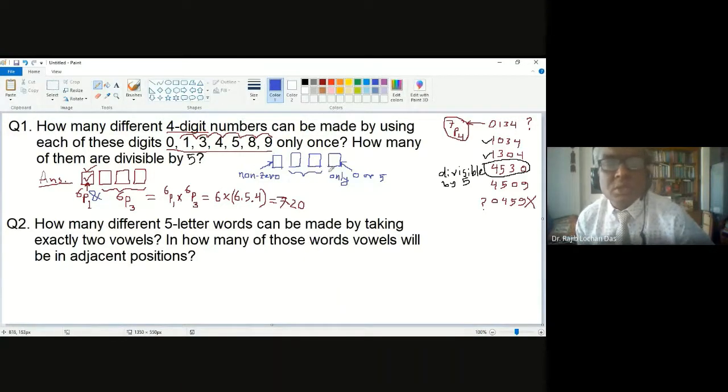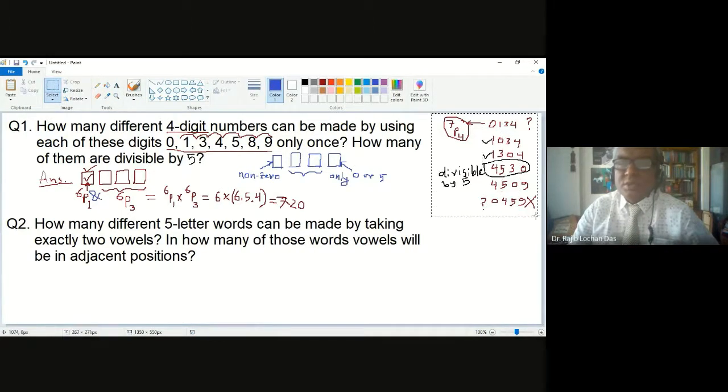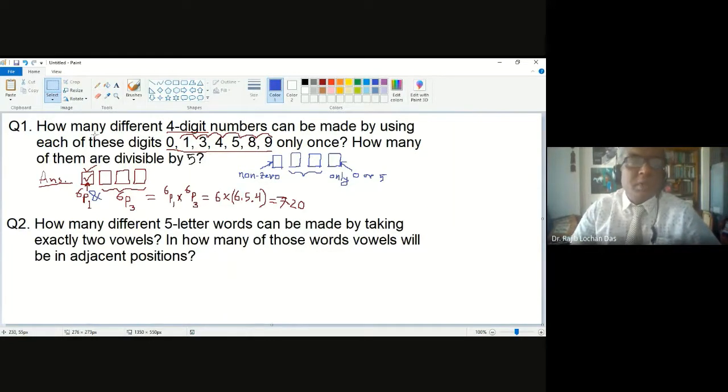Now you will analyze this situation and think in this way to find out how it is possible. If the last position is 0, then what will happen? There is no chance of being 0 in the first position, because the last position is 0. So if the last position is 0, then it will be 2 types. So you can consider this situation in 2 different ways.